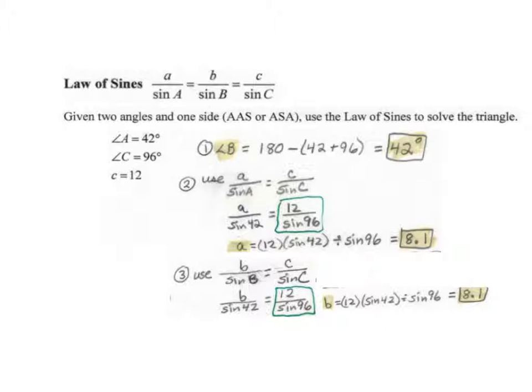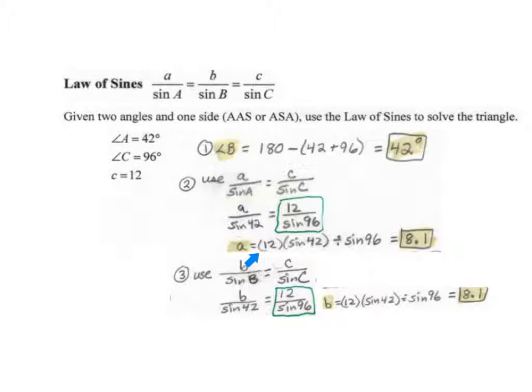So given the information you have, I wrote again this formula that you're going to use, just these 2 fractions. Then you're going to fill in the values, make sure you're in degree mode. Now I've skipped a step here, which you will probably want to do too because it's less writing. Whenever you have a fraction equal to a fraction, you're going to cross multiply and have a times sine of 96 equals 12 times sine of 42.